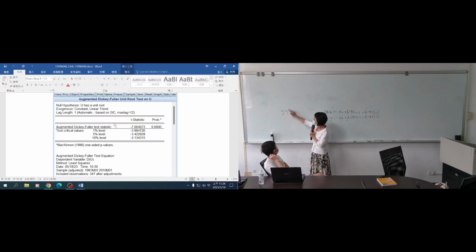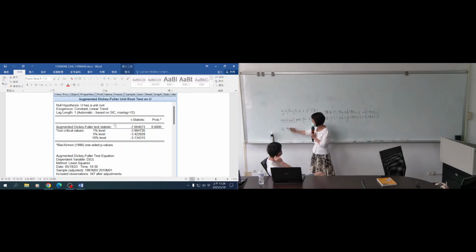Y and beta 0, beta 1, x. If I do an individual unit root test for either y or x, this is what we call a unit root test. But if we run the regression, we get the residuals from this model. We call it model A.